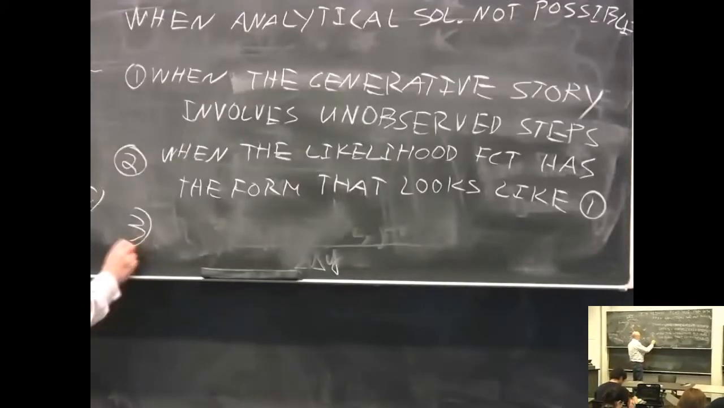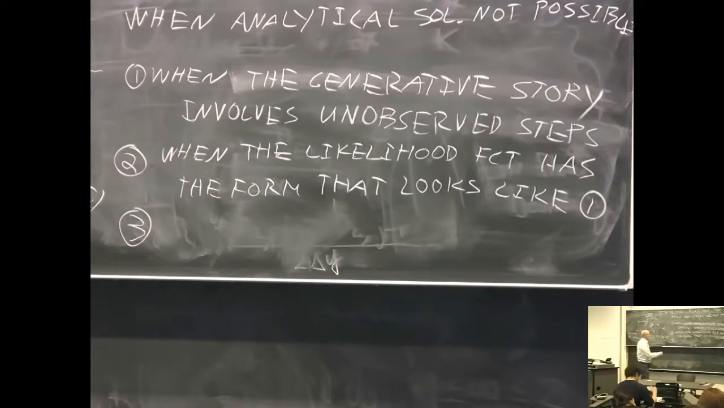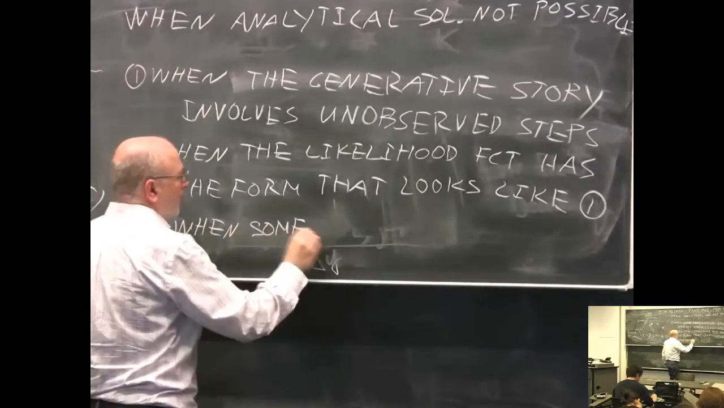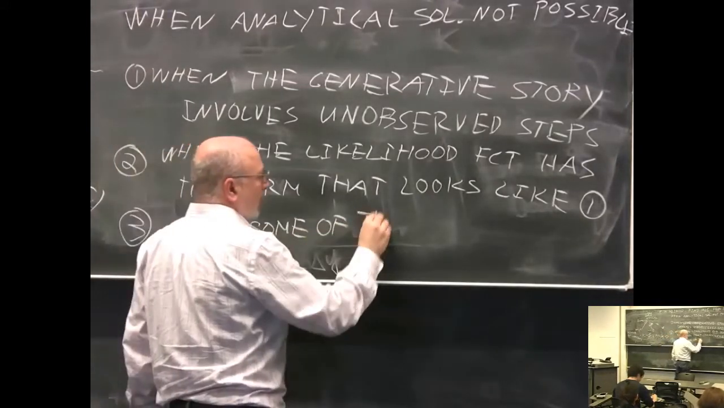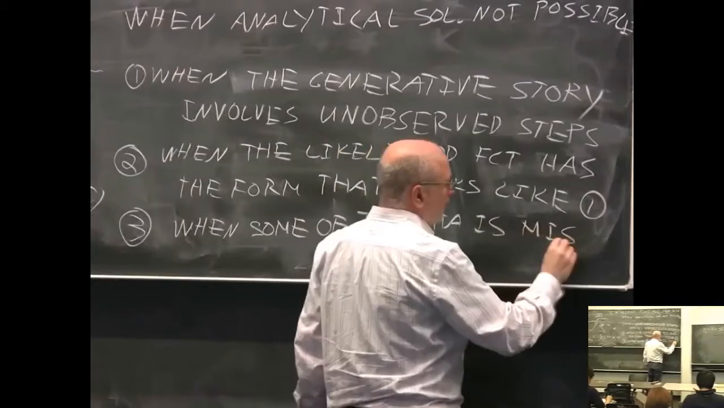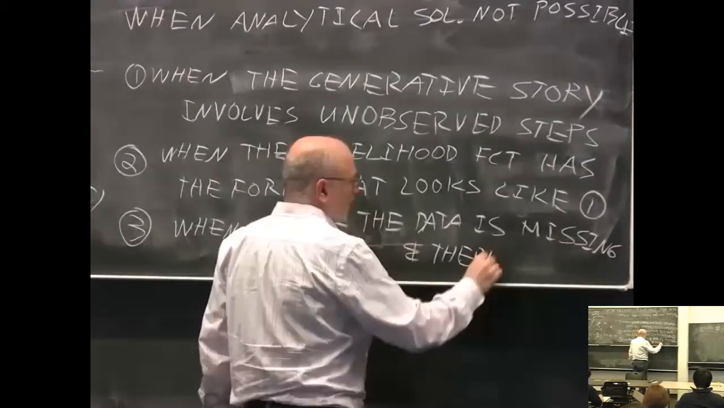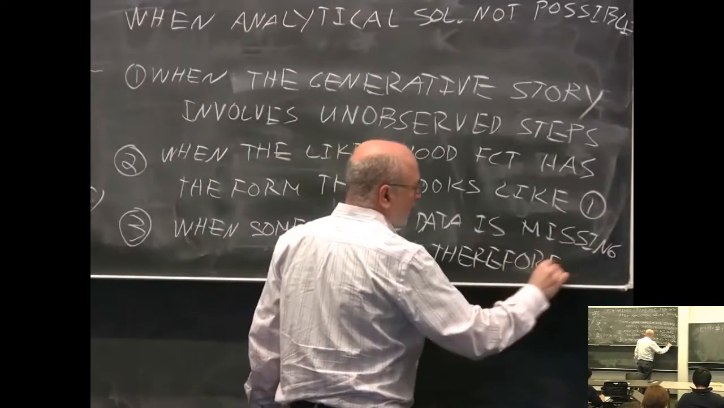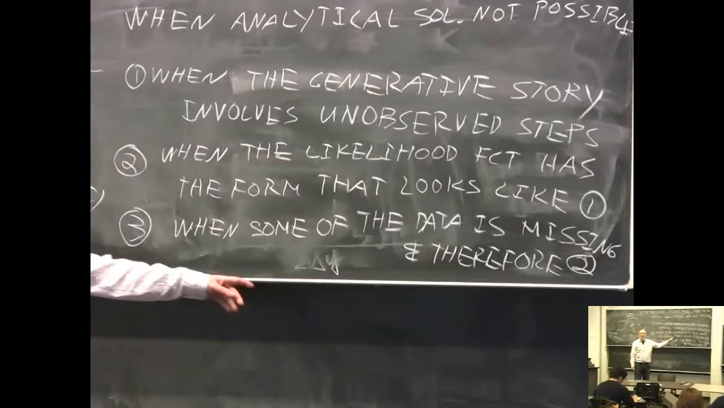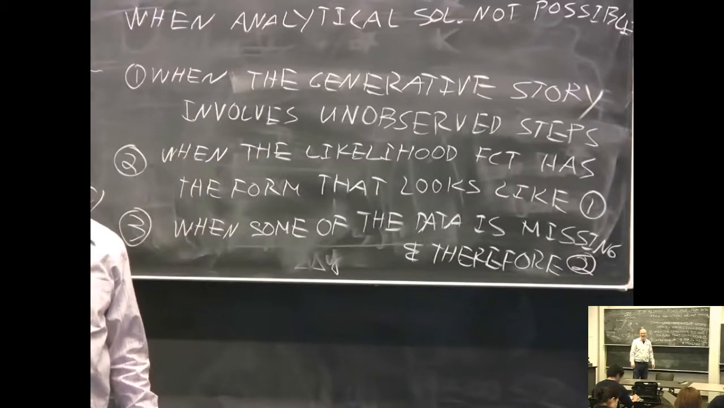The third case is simply when some of the data is missing, and therefore the likelihood function would look like the generative story involved unobserved variables.